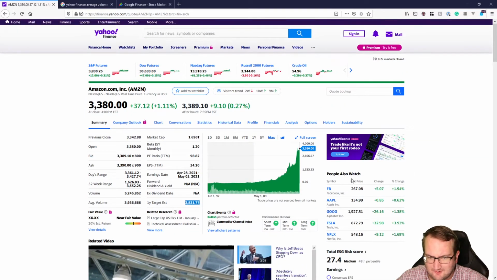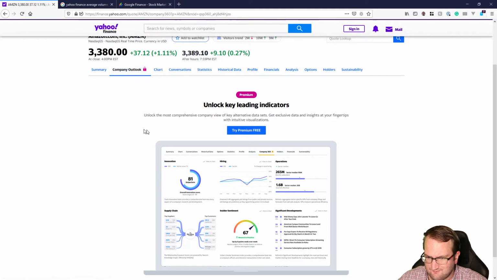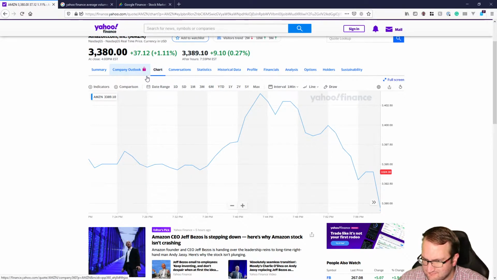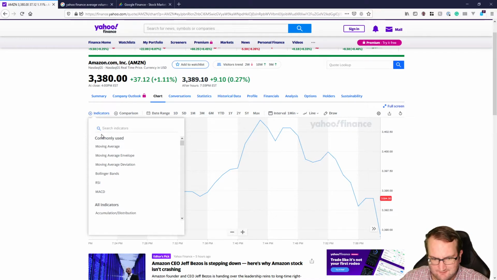So popping back up here, we can click on Company Outlook. It's going to try to sell us a premium version of here, but we're going to go over to what everybody likes to see is charts. And let's talk about some basic indicators here, and generally how to begin looking at this. So look at indicators here. You'll see moving average envelope, Bollinger Bands, RSI, and MACD.